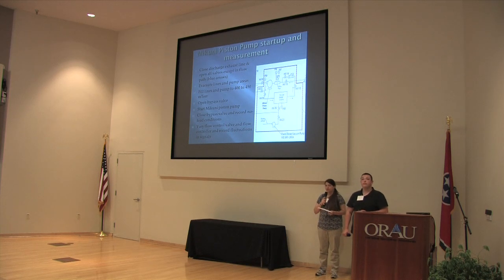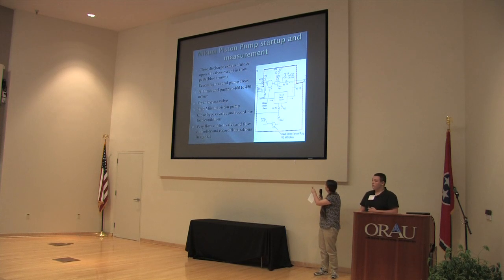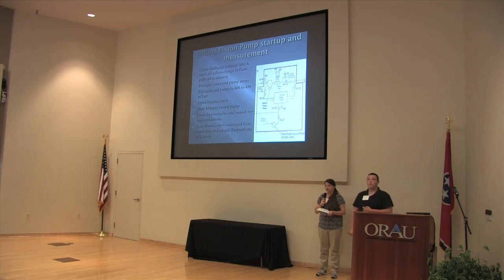So our procedure was that we closed the discharge exhaust line and opened all valves except in the flow path, which is the blue arrows right here. And then we evacuated lines and pumped all areas, and then we filled the lines and pumped to about 400 to 450 millitorr. We opened the bypass valve and started the pump, and then we closed the bypass valve and recorded the no-load conditions, and after that we just varied the flow control valve and controller and recorded the fluctuations in signals.